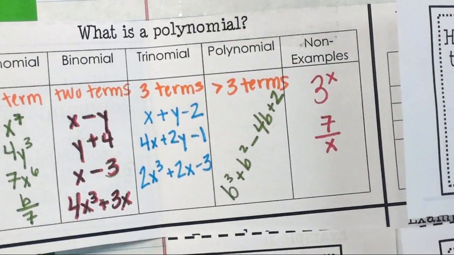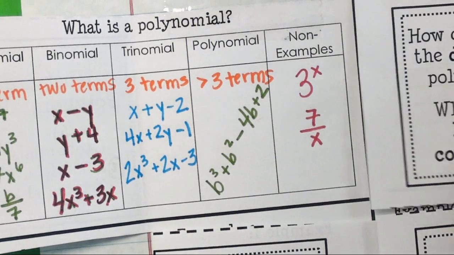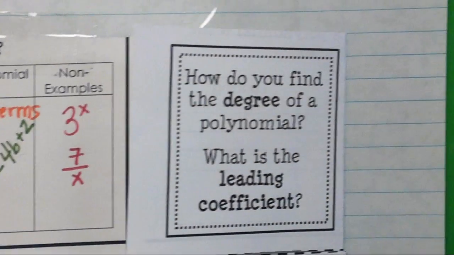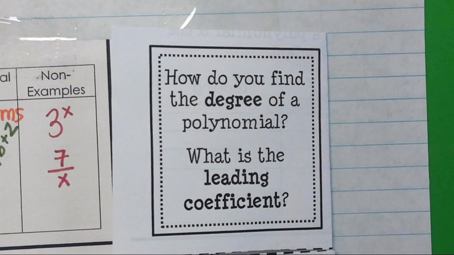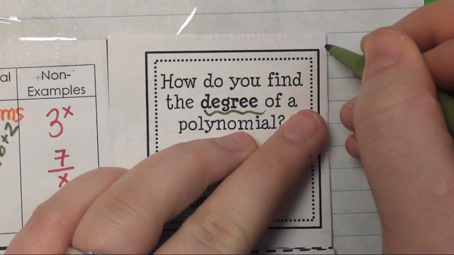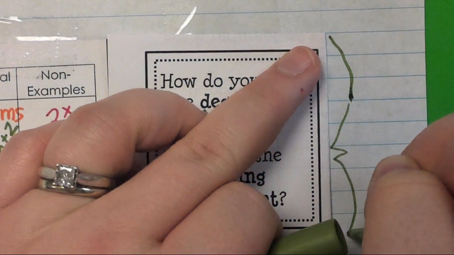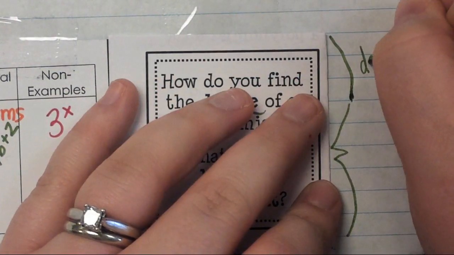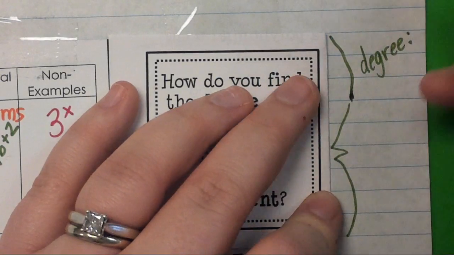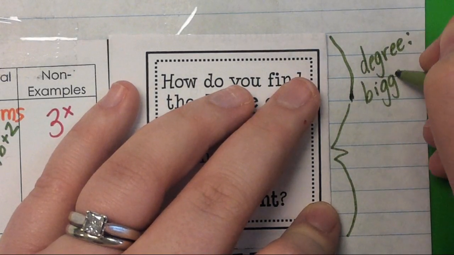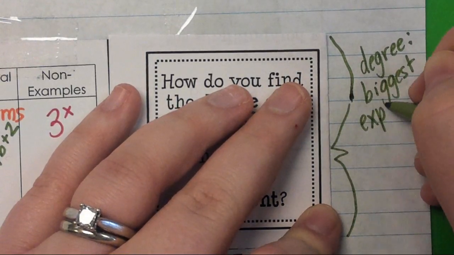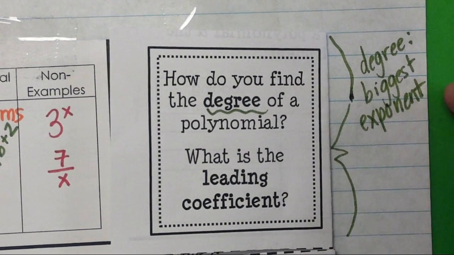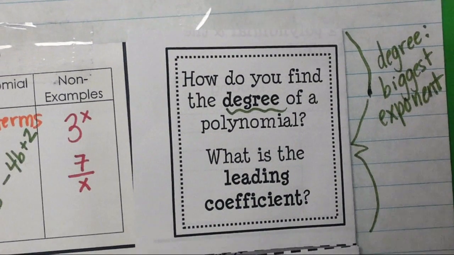Okay, so we did this top flap. Now we're going to do the flap that says to the right. It says, how do you define the degree of a polynomial and what is the leading coefficient? So first we need to know what degree is. The degree is the biggest exponent. Let me say that again. The degree is just the biggest exponent.